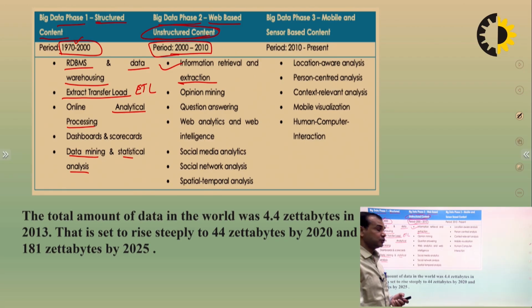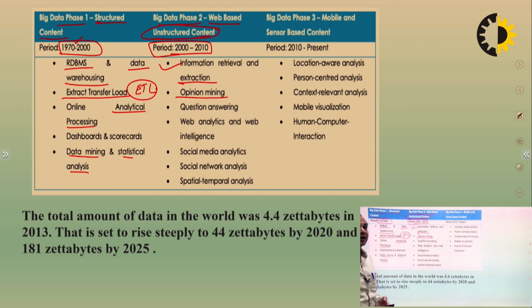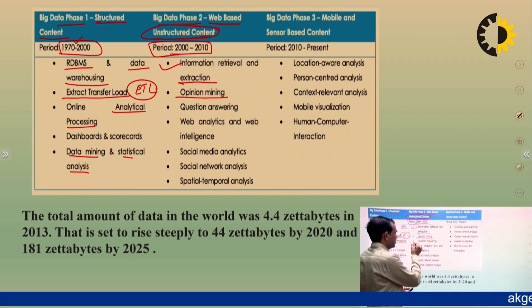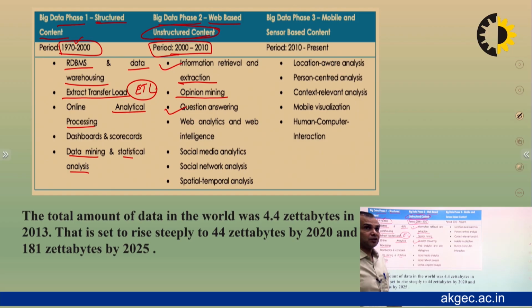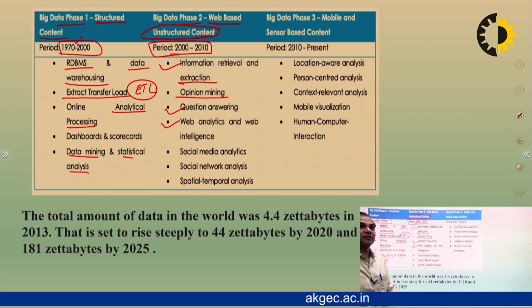Second, they are using some opinion mining techniques, but in the previous phase they used extract, transform, load, while here they are using opinion mining. Next, instead of online analytical processing, they are using question answering. They are using web based, so they are using web analytics and web intelligence. Then they are using social media analytics, social networking analysis, and spatial temporal services.